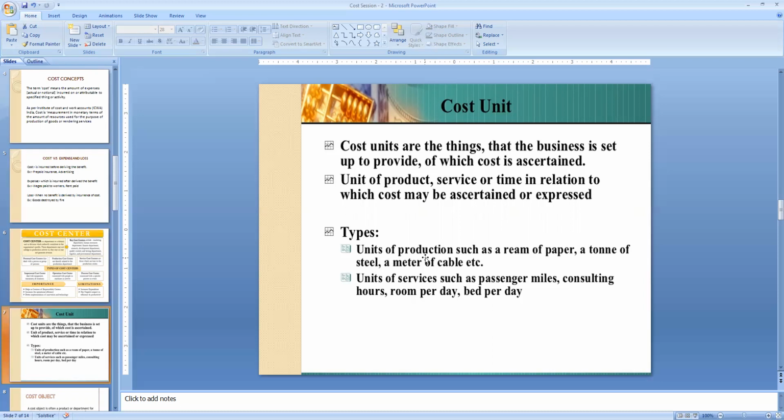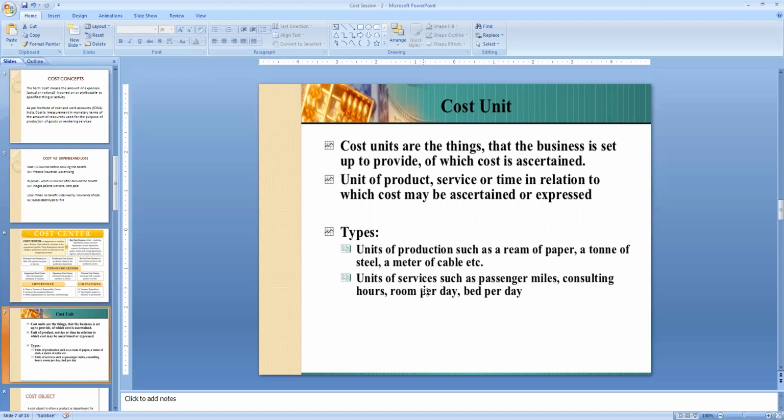One is the units of production and units of service. What does units of production mean? You can see a kilogram of chemical, a ream of paper, a ton of steel, a meter of cable, right? See this kilogram, ream, ton, meter; these are all called units. These are the units of production.